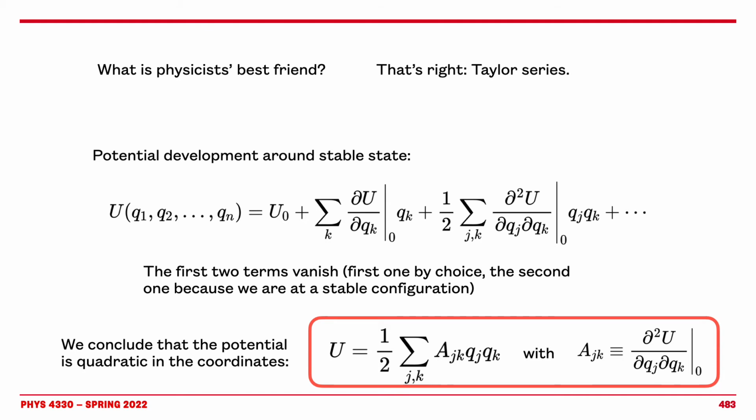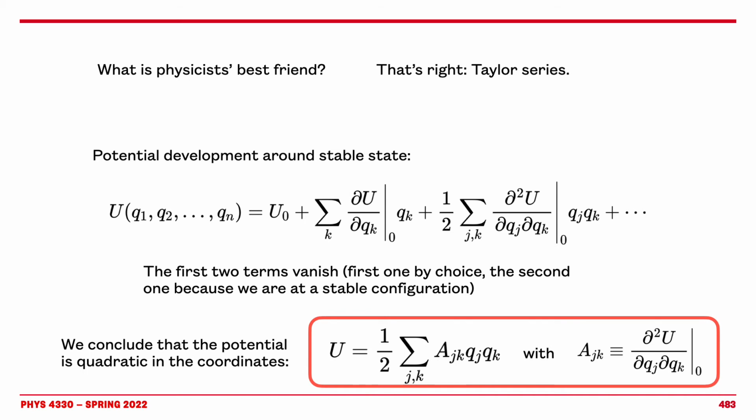And so the potential is given by this formula, and the coefficients a_jk are just the second derivatives of u with respect to the coordinates. So this is the Hessian of the potential. So that's very nice. Now, is that always a good approximation? Most of the time it is.